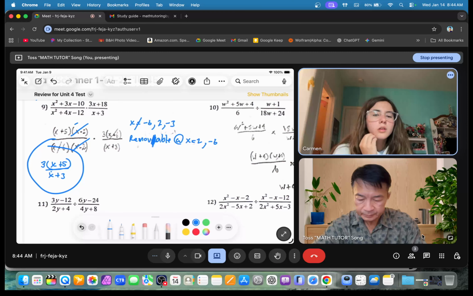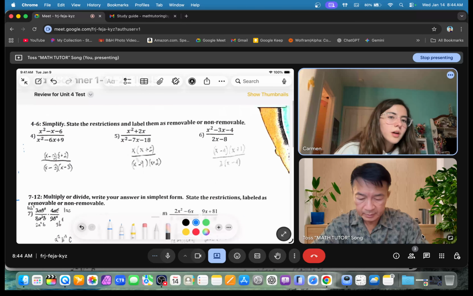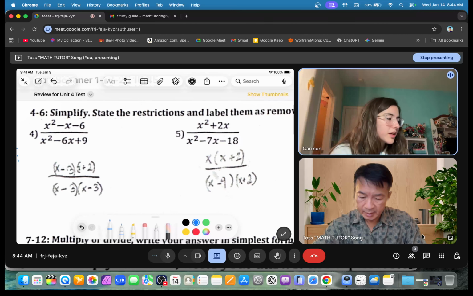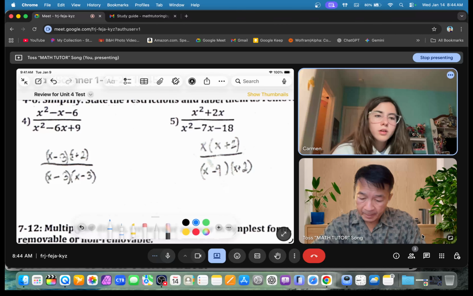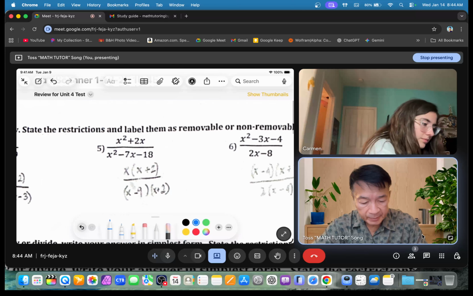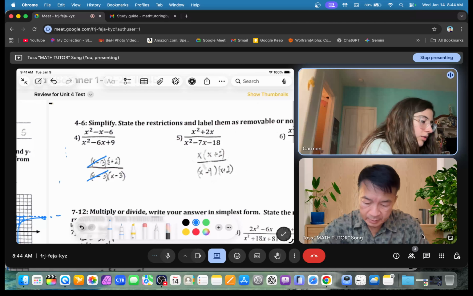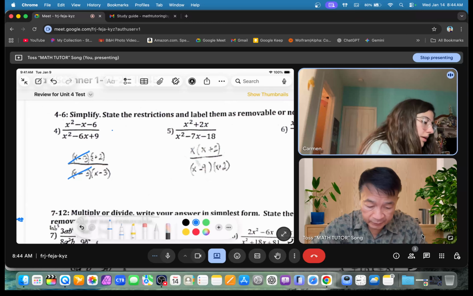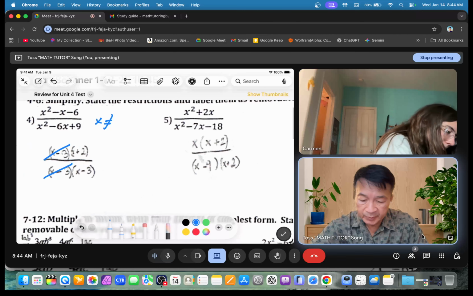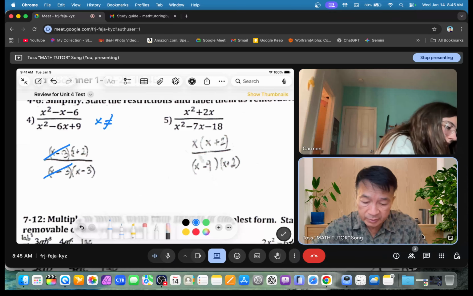Number 4, it's at the very top. Can I cancel out the x minus 3? That's something I was unsure about the whole time. Yes. You only do one pair though. You pick one. Pick the pair on the bottom. Then x minus 3 is removable. Don't forget, 3 is removable, but you also still have to write the restriction. X not equals to 3, and then you label removable at 3.